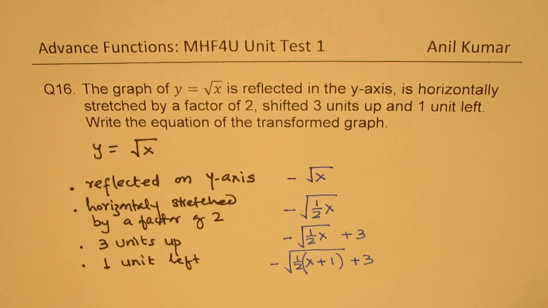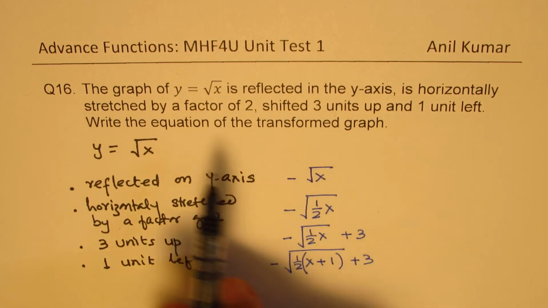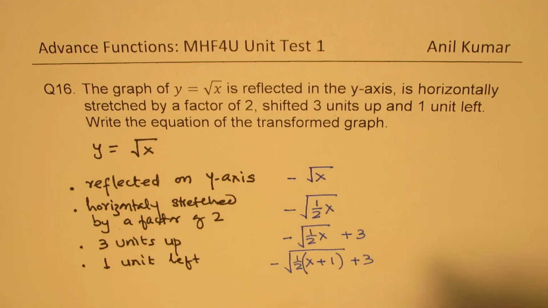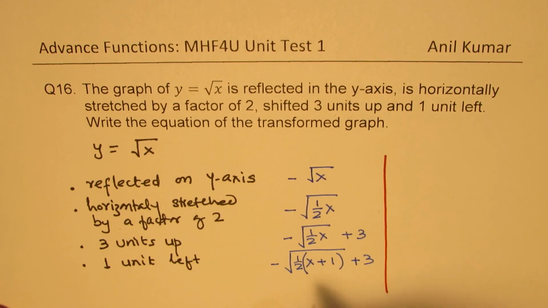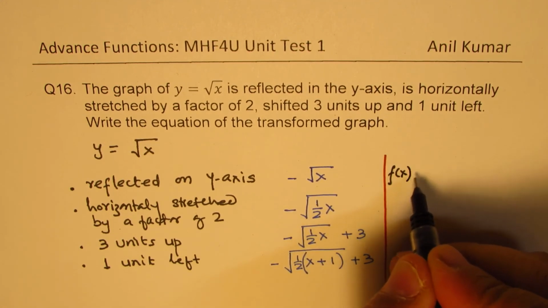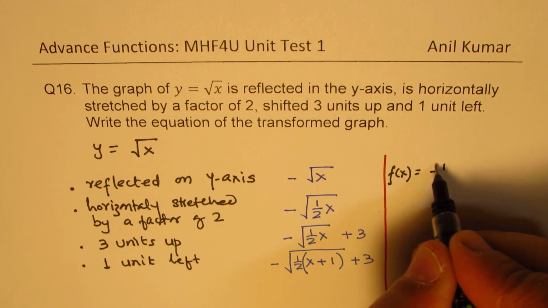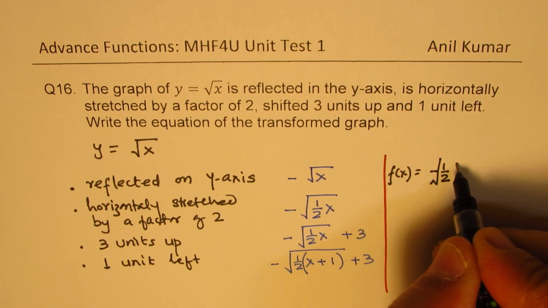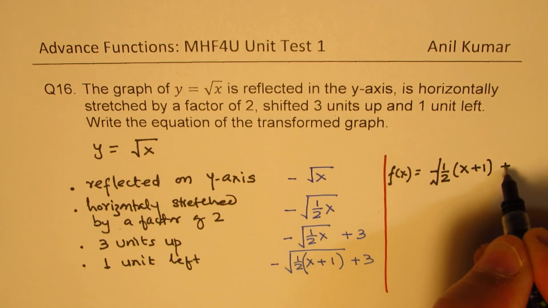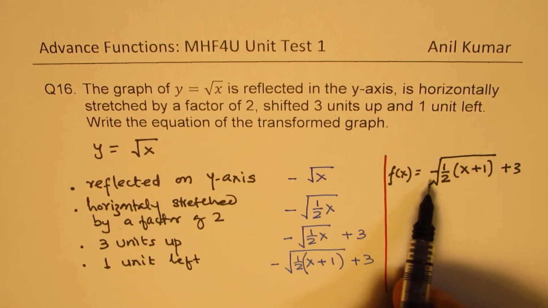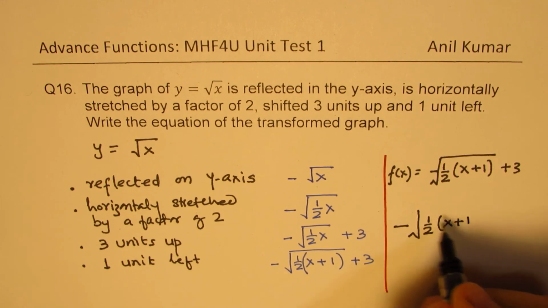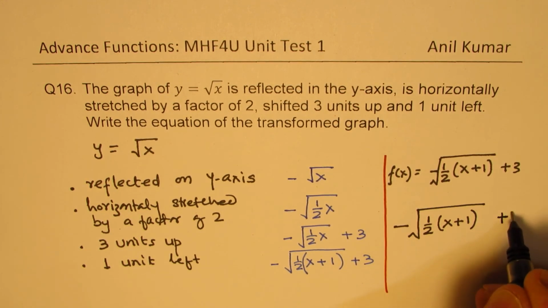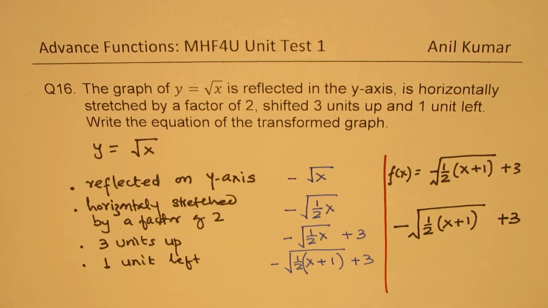Correct? So we can write that the equation of the transformed function, f of x, is basically equal to minus within square root half of x plus 1, plus 3. This portion is within the square root, right? So this is negative, right? So let me rewrite. So it is minus square root of half of x plus 1, plus 3. Okay? So that is how you get your transformed function.